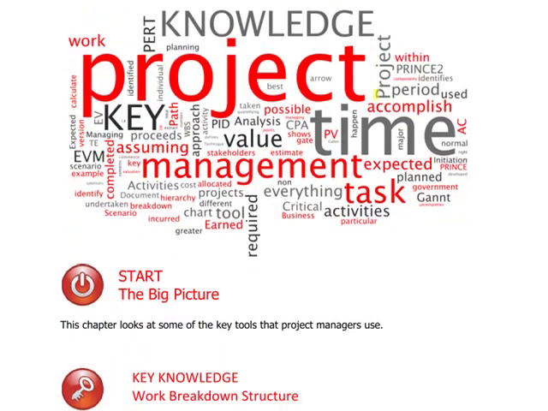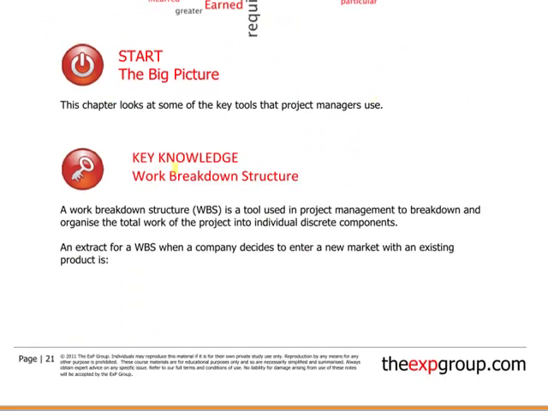This chapter is talking all about project management tools. Now let's get started. First thing to have a look at is the WBS, Work Breakdown Structure. So what is a work breakdown structure? Well, it's a tool which is used to break down and organize the total work of the project into individual discrete components. So it breaks the work down.